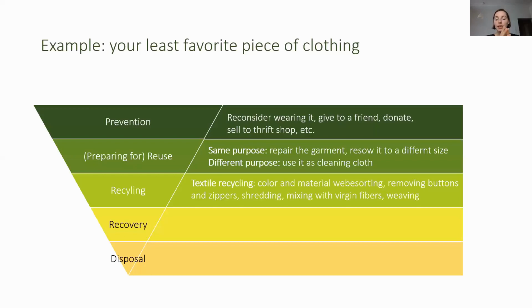So basically they will sort according to color, and for example, whether it's synthetic cloth like polyester, or more natural materials like cotton. Then buttons and zippers are removed, the whole cloth is shredded, and then they have to mix it with virgin fibers. Why? Because when you shred something, the fibers get very short. If you only used the recycled materials, the fibers would be too short to make a stable yarn. So they mix it with virgin fibers because they're longer, and then they can get a stable enough yarn to make recycled clothing out of it.